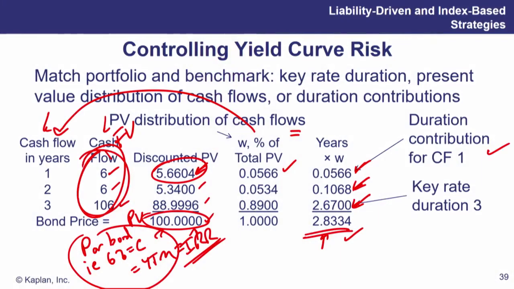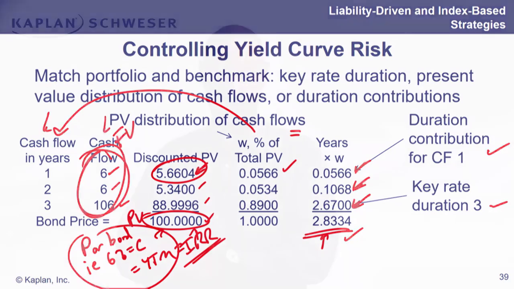Or if I match the duration contributions, I'll have done the same thing. Or if I match the key rate durations, I'll have done the same thing. So these can be ways to control risk in relation to the index. Match your index, you will perform like your index. That's the underlying driving factor.